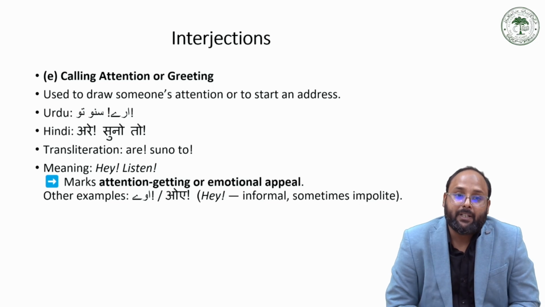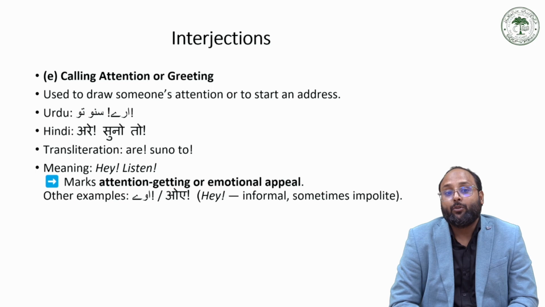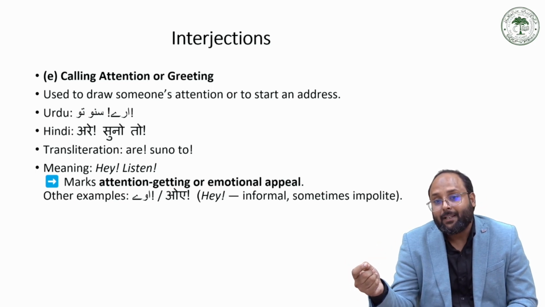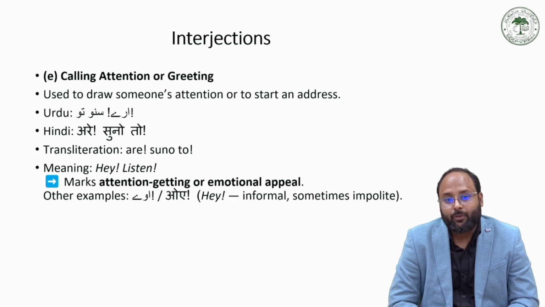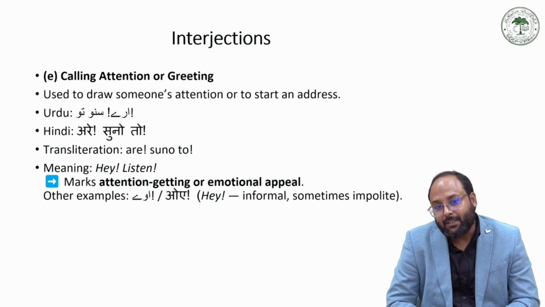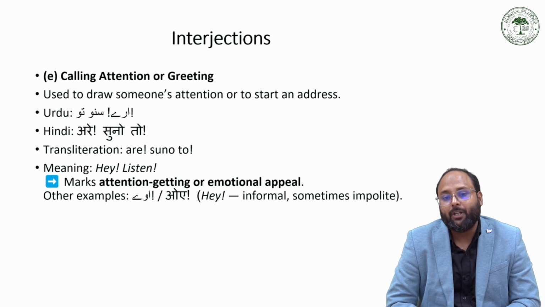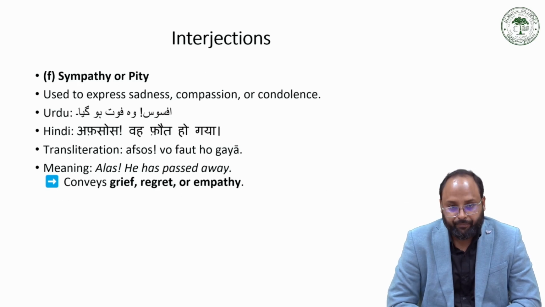And the other type of interjection we have is for calling attention or for greeting, used to draw someone's attention or to start an address and to start a communication. Are suno to, are suno to, hey listen. So it marks attention-getting or emotional appeal. We have other examples of calling attention like oye, oye suno to, ji suno to. This kind of interjection.